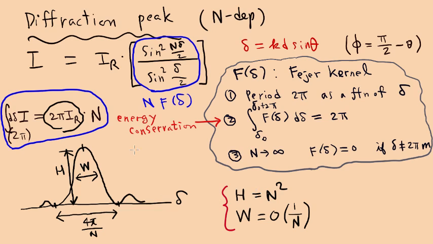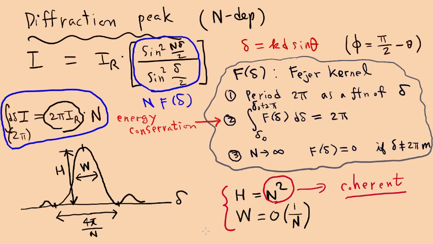The fact that the height is n squared means that if you have large n, the principal maximum peak will become extremely bright, extremely intense. The fact that the intensity goes like n squared has to do with the fact that the beam we are dealing with in this diffraction experiment is coherent. So just remember that when the intensity scales like n squared, that's the reflection of coherence physics.